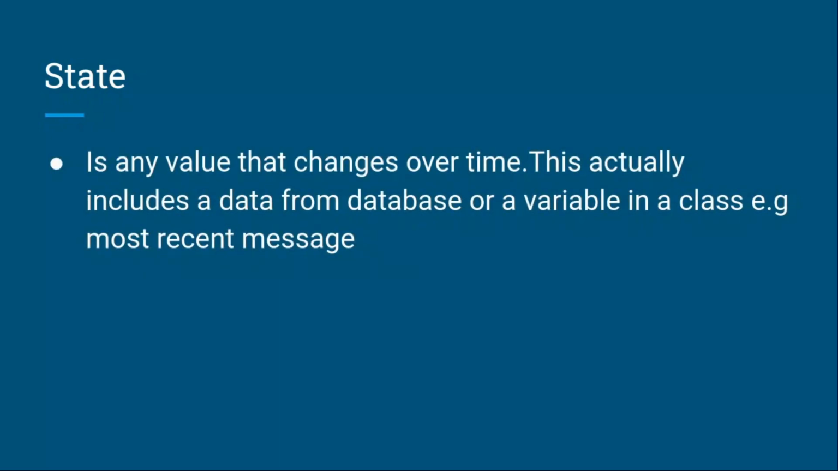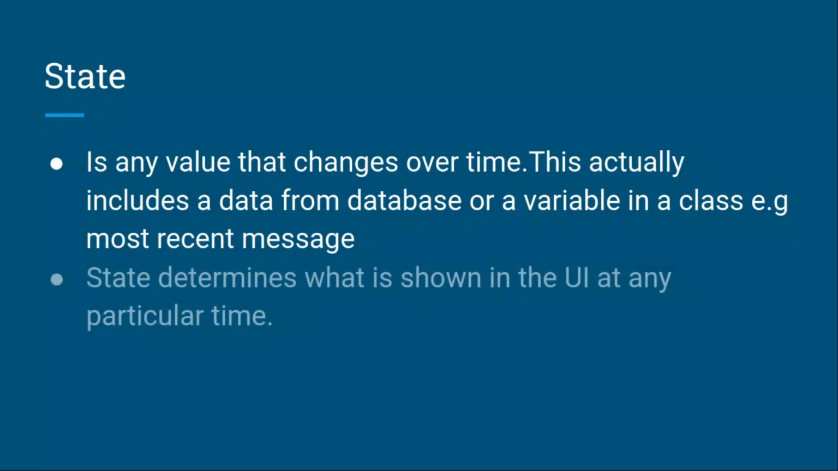So this actually includes data from a database or a variable in a class. For example, a most recent message is going to be a state. State determines what is shown in the UI at any particular time. For example, if we have a collapsed state, then we are going to display a collapsed UI. If we have an expanded state, then we have to display the expanded UI. So a state is going to determine what is shown in the UI at that particular time.